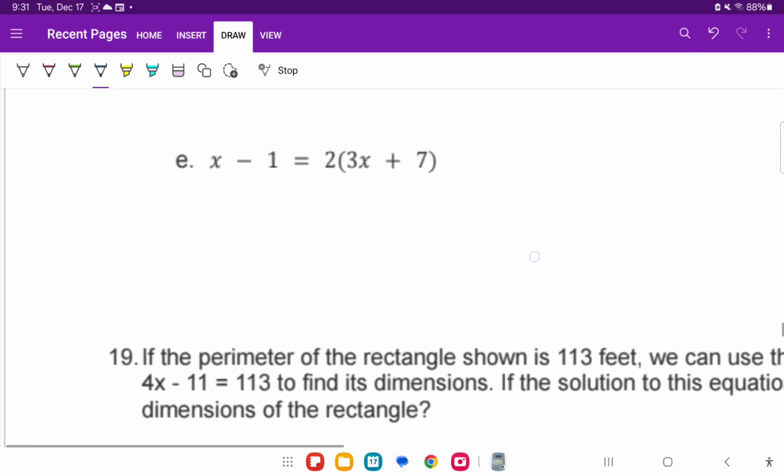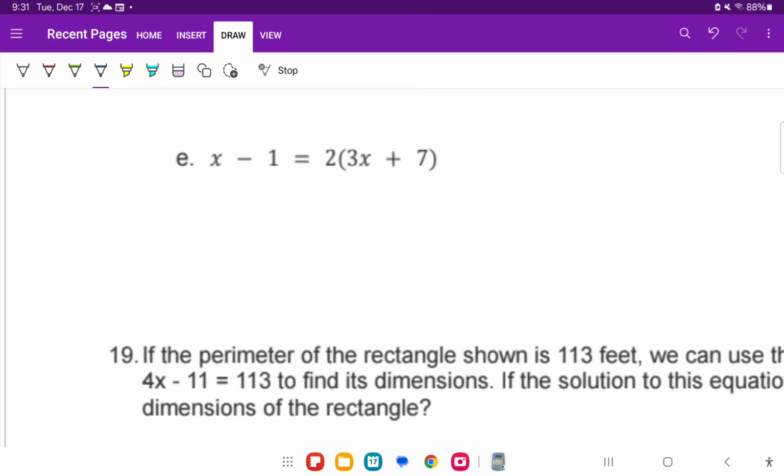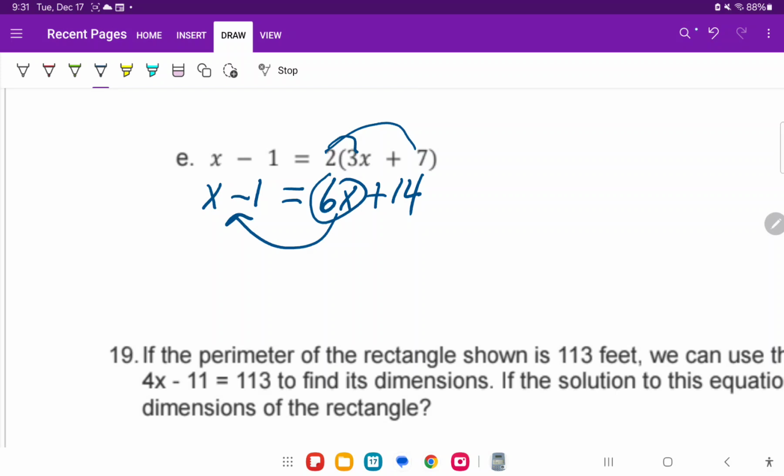All right. Now letter E, same thing. This time we have a distributive property on the right. So you bring down this side just like it is. 2 times 3x is 6x. 2 times 7 is 14. Now I want to gather all of the x's to the other side together. Okay, so I'm going to subtract the 6x right here.